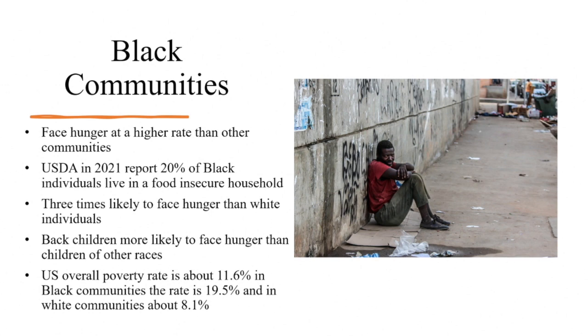When we look in Black communities, we see that they face hunger at a higher rate than any other communities. And the USDA in 2021 reported 20% of Black individuals live in a food insecure household. They are 3 times more likely to face hunger than white individuals, and Black children are more likely to face hunger than other races. And so if we look even at the poverty level, we can see in Black communities almost 20%, while in white communities it's about 8%.